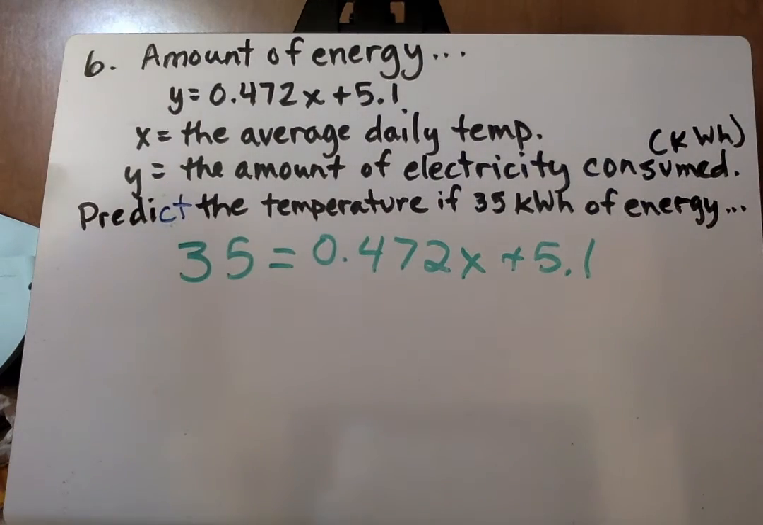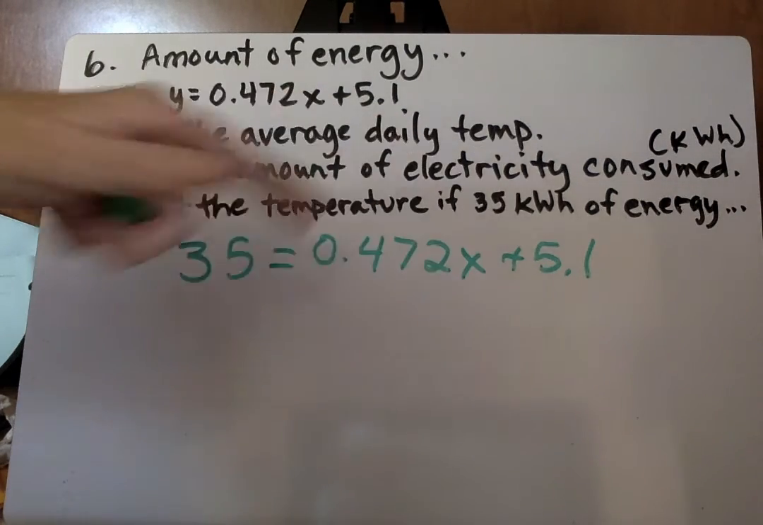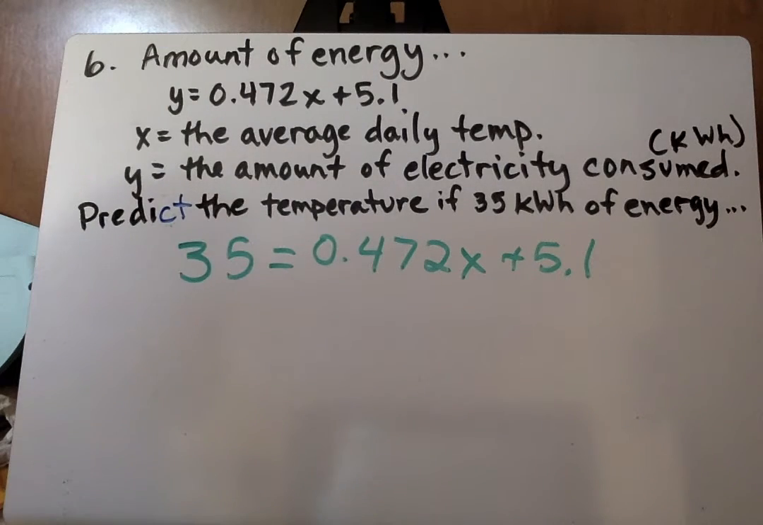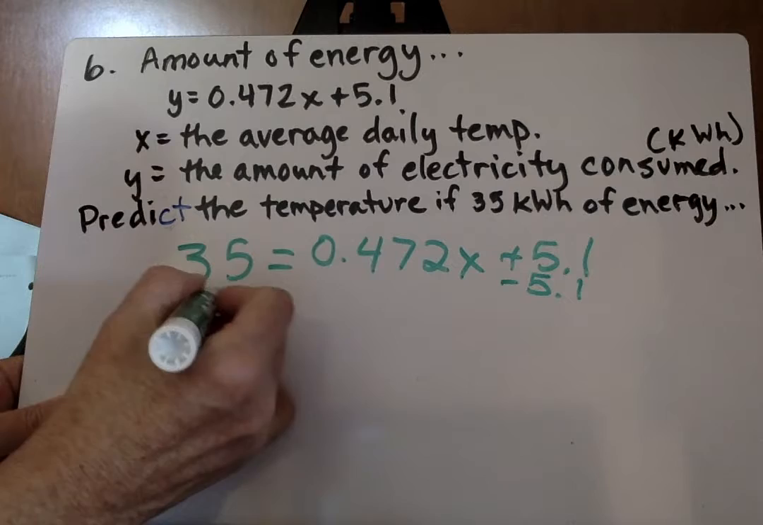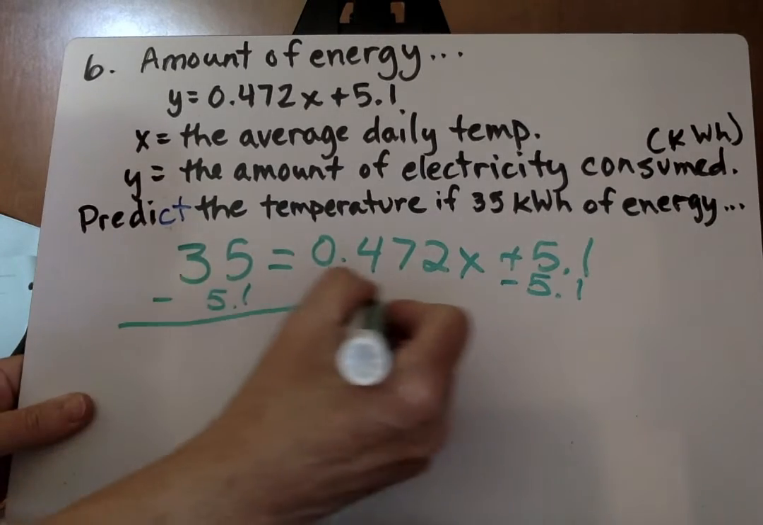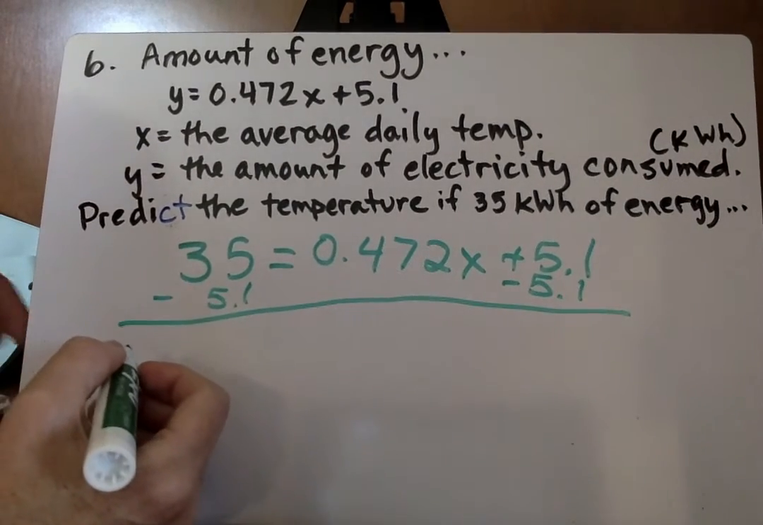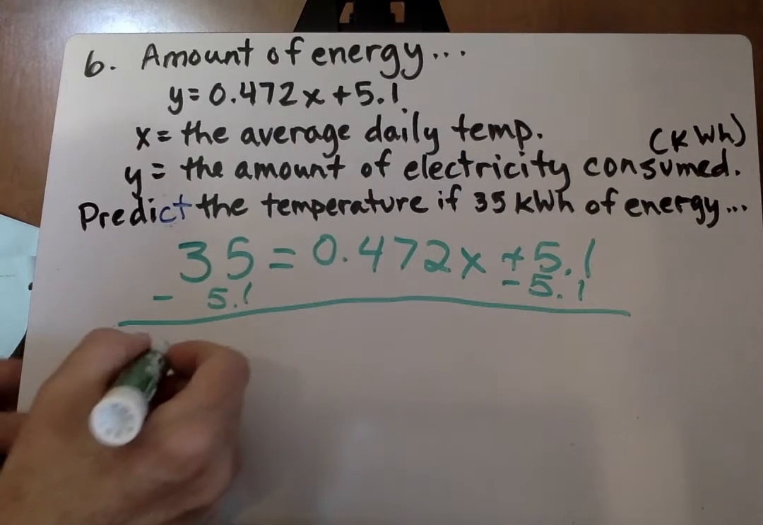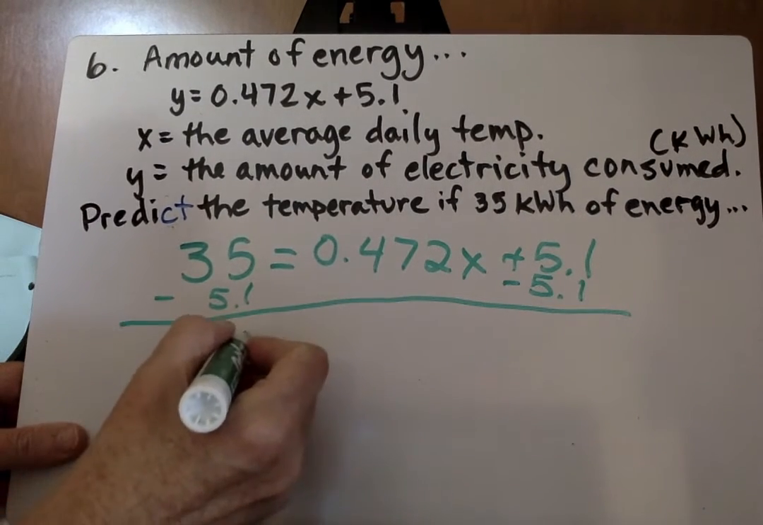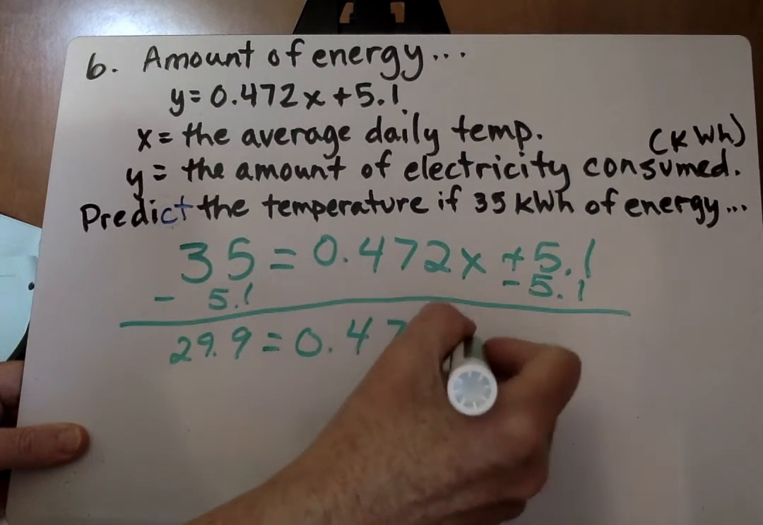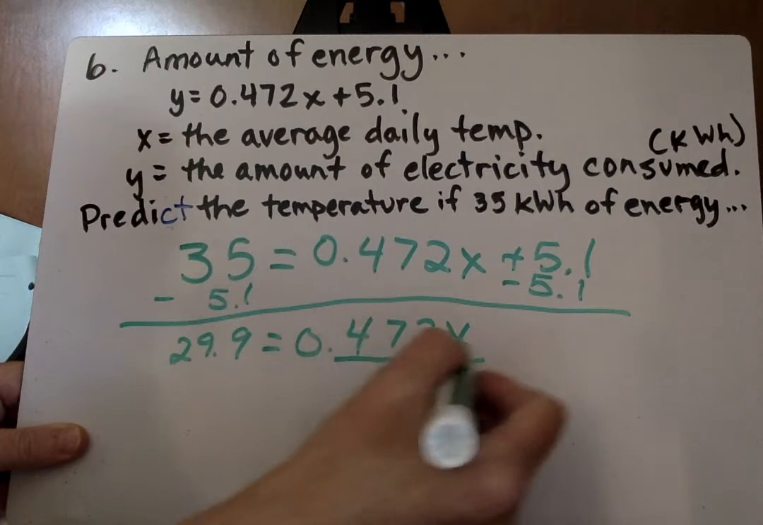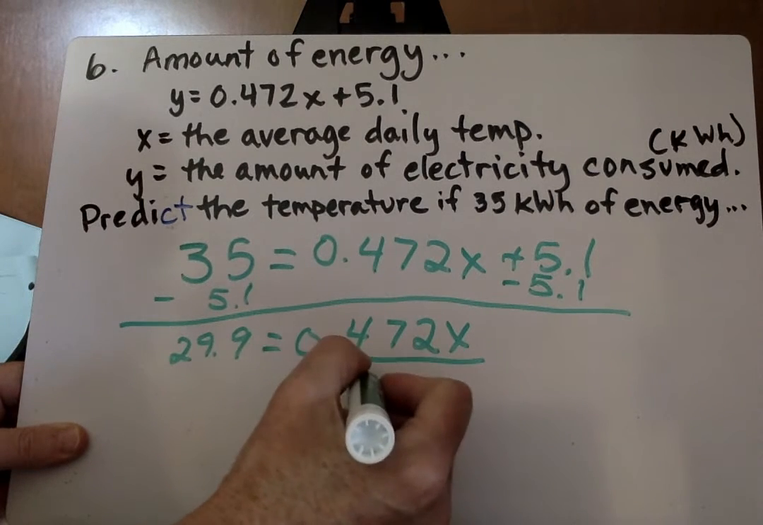Now, if they give you the X value, the temperature, then you plug that in and you can figure out how much energy would be consumed. But for this, we have to put it in for the Y value. And then we use our problem solving skills. And I think that's going to be 29.9. And then to solve for x, again, divide by what's in front of x.